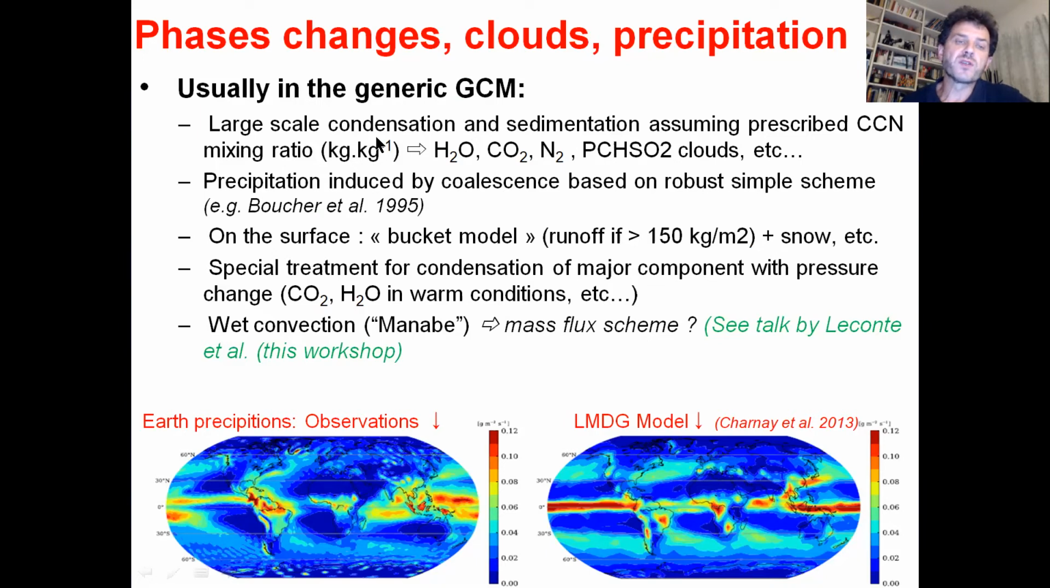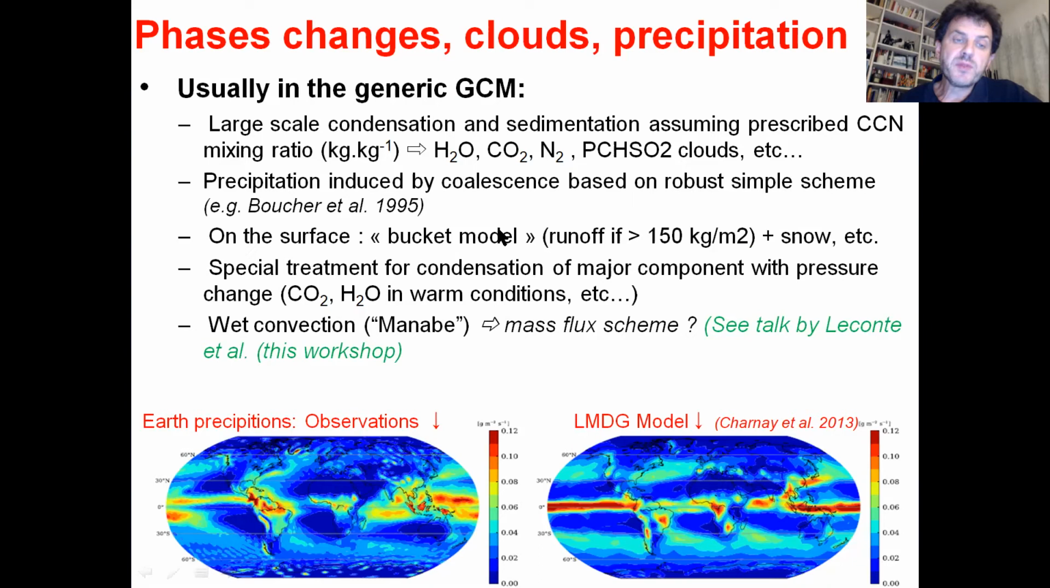If you have a lot of particles, like on the Earth, you can have coalescence, and then you have precipitation, rain if you want. For that, we use a robust, simple scheme like the one developed by Olivier Boucher in the 90s. On the surface, usually we have what's called a bucket model. For instance, it rains, and if you have too much rain, you have a runoff and the water goes somewhere else and so on.